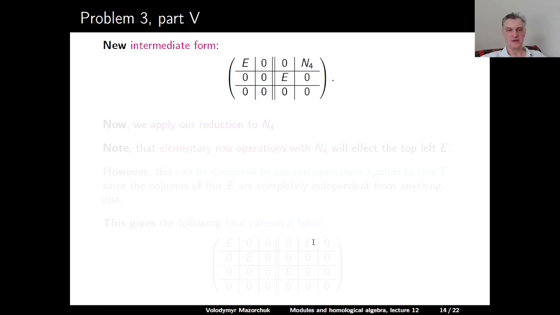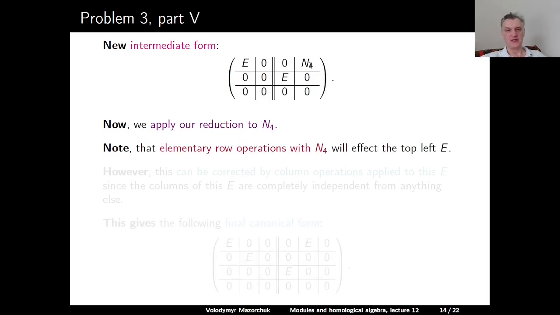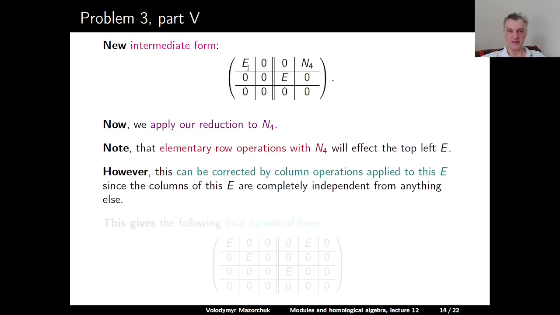So we can reduce the previous matrix to the following form: E, 0, 0, N4, 0, 0, E, 0, 0, 0, 0, 0. And now we can apply our reduction statement to the matrix N4. So we can reduce the matrix N4 to the form E, 0, 0, 0. Note that now here we have to be careful, because this means that we will change rows of N4. We can apply elementary row operations to N4, and this will affect this matrix E. But this is an invertible matrix, and whatever can be done to it using the elementary row operations can be undone using the elementary column operations, which will not affect anything else.